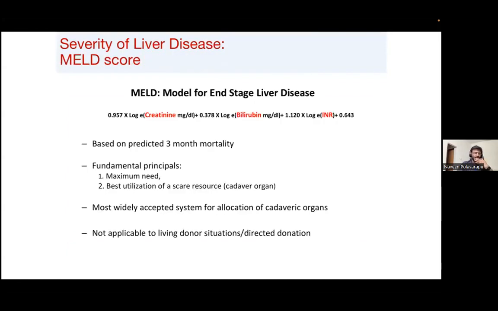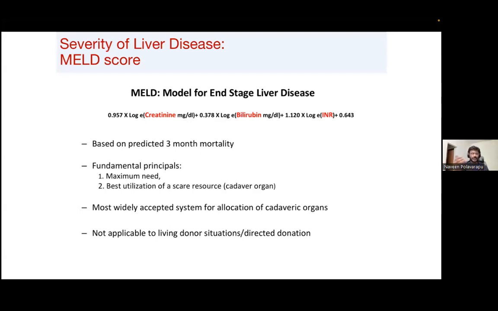MELD score, I'm sure a lot of you know about MELD scores. So the different criteria of the MELD scores which have been used, and currently, as I said, MELD 3.0 is what we're using. Most of the smartphones do have the MELD scores to calculate. So anybody who actually has a CLD comes to the chronic liver disease patients.